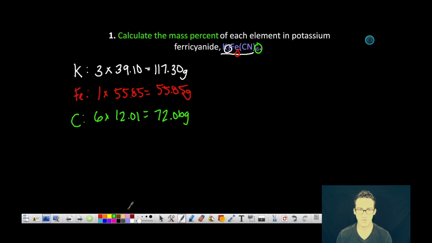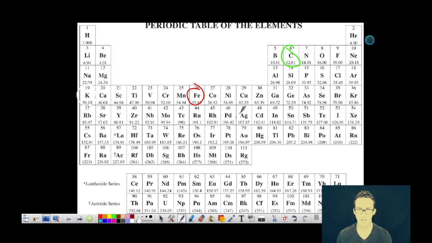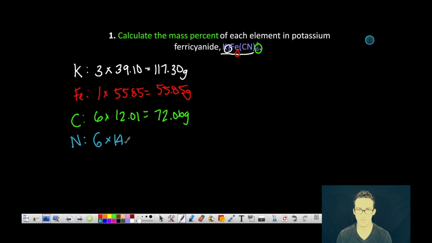And then lastly, we've got nitrogen. Similar to carbon, there are 6 of them. The mass of the nitrogen, again coming from our periodic table, is 14.01, which gives us a total mass of 84.06 grams.